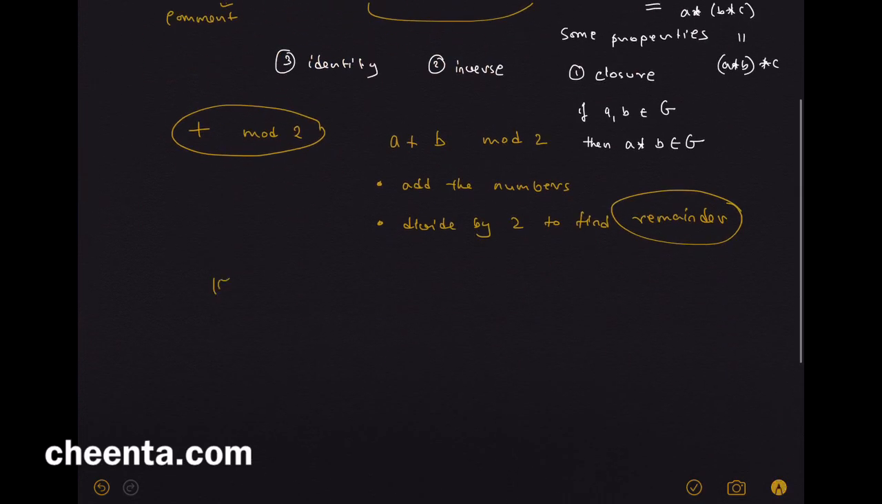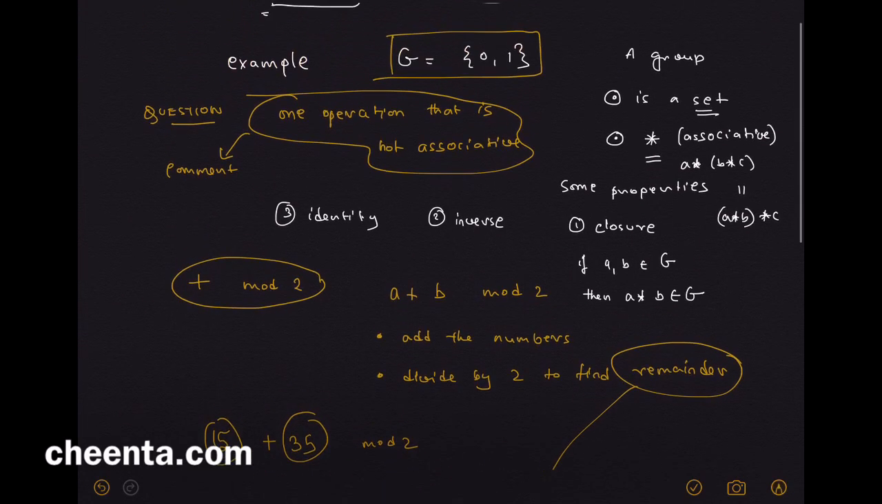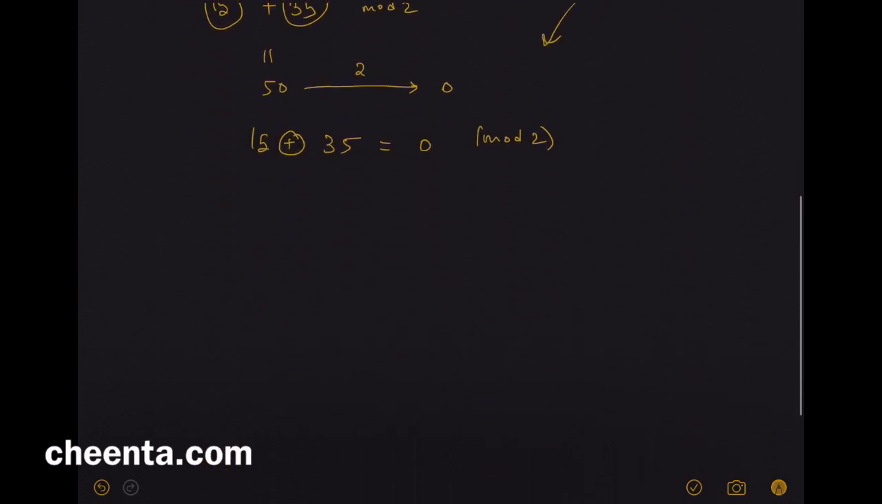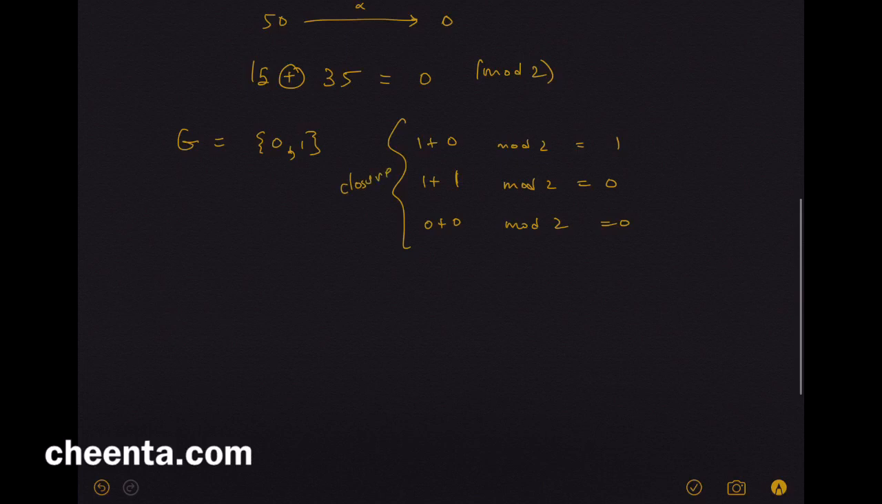So for example, if I am adding 15 and 35 modulo 2, then I'll first add these two, which is 50, like simple addition, and then I divide this by 2 to find the remainder, and the remainder is 0. So 15 plus 35 is 0 modulo 2. That's the idea of modular arithmetic. And here, in this particular example, it works perfectly. If G is {0, 1}, if you add 1 and 0 modulo 2, you will get 1. If you add 1 and 1 modulo 2, you will get 0. And if you add 0 and 0 modulo 2, you will get 0. So the closure property holds because all of these outputs are inside this same set.